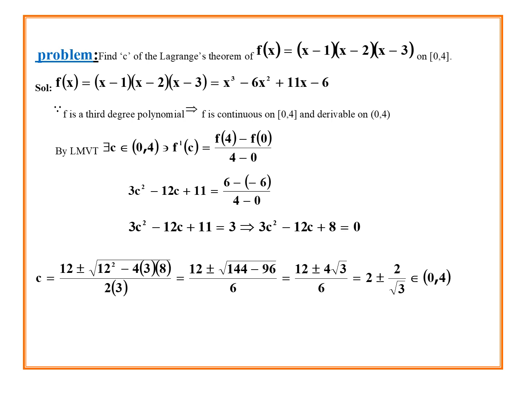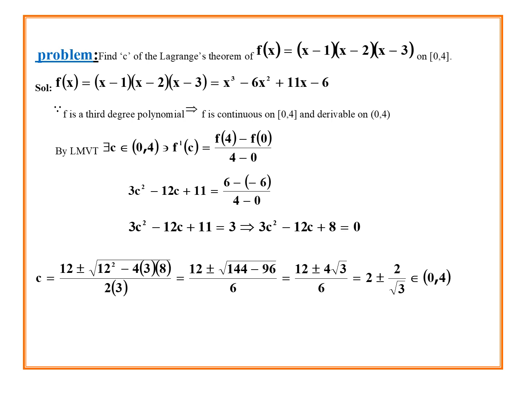The next problem is on Lagrange's mean value theorem. The given problem is: find c of the Lagrange's mean value theorem for f of x equals x minus 1, x minus 2, x minus 3 on the closed interval 0, 4. So the given f of x is a third degree polynomial. Solution: f of x equals x minus 1, x minus 2, x minus 3, that is equal to x cube minus 6x square plus 11x minus 6. Clearly, f is a third degree polynomial.